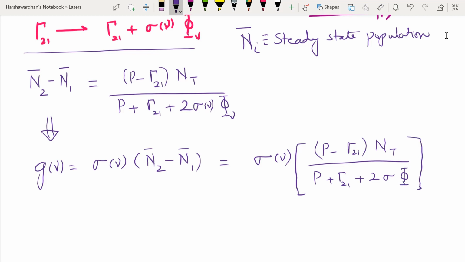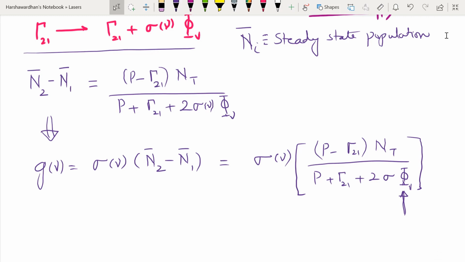So clearly you can see that as the field increases, that is as phi, which is the photon flux, increases, the denominator becomes larger and larger, right? And the gain actually decreases. So this is what is clearly seen, where the gain now starts depending on the lasing number of photons within the cavity. Essentially, you know what is happening. There is an equalization of the population, and that is what is leading to this decrease in the gain.